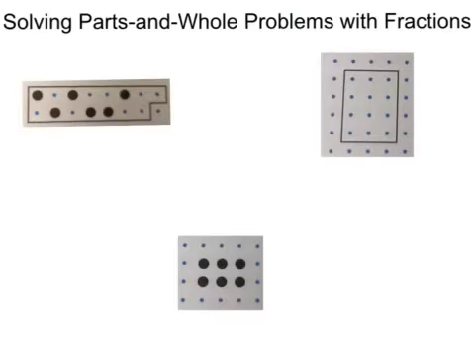Now let's talk about solving parts and whole problems with fractions. This first picture represents a set of 15 counters. What fraction of the set is black? If you said 6/15, or you reduced it to 2/5, you were correct. 6 of these counters, 1, 2, 3, 4, 5, 6, out of the entire 15 are black.